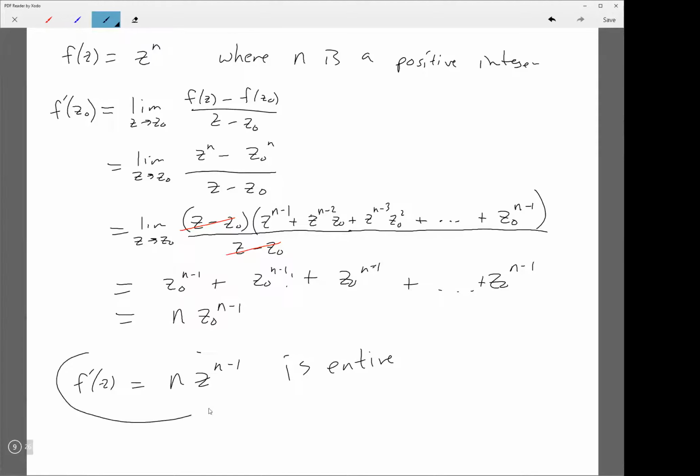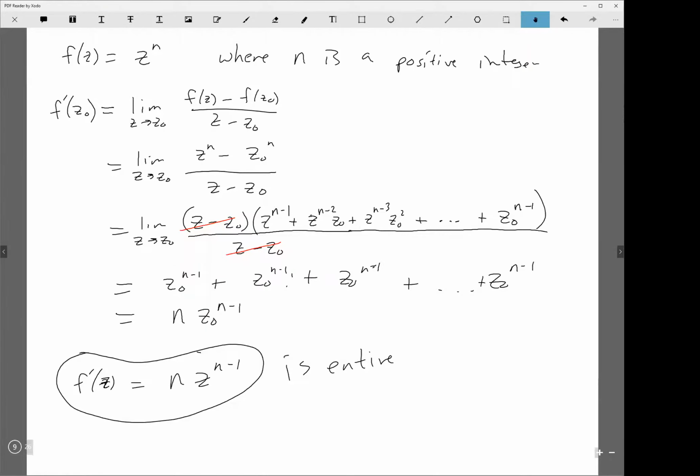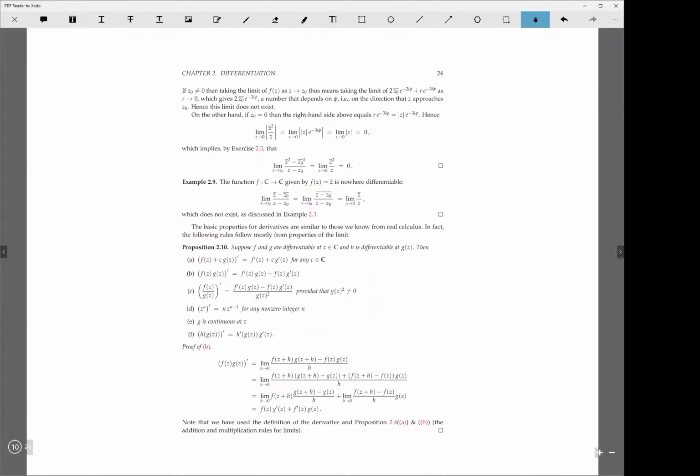Okay, so you guys think you can memorize that formula? Of course, you guys already know that, right? It's just that the x's have been replaced with z's. Okay, so that's the derivative of any monomial. Now, moving along to page 24, you have these properties here.